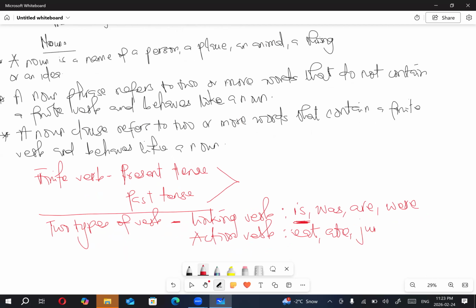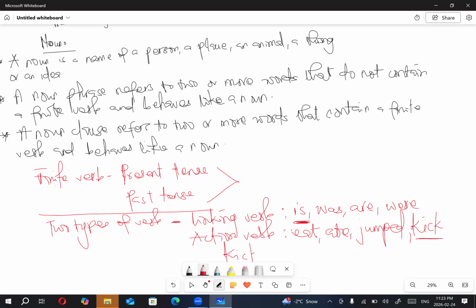Jump, okay? Jumped is an action word, right? Jump. You must jump. But what's happening is in the past tense. Once it is present or past, it's a finite verb. Kick. Kick is present, right? Kick, present. So it's a finite verb.